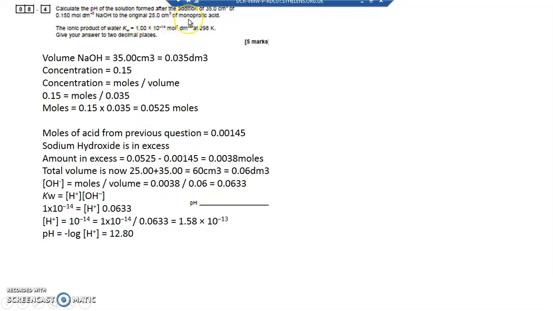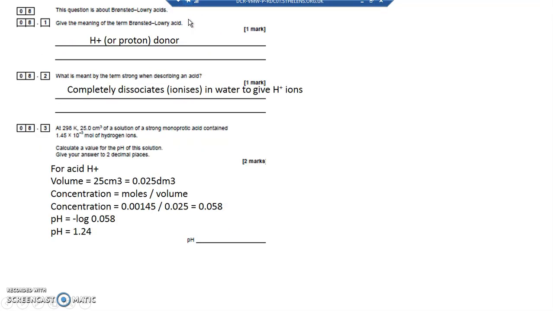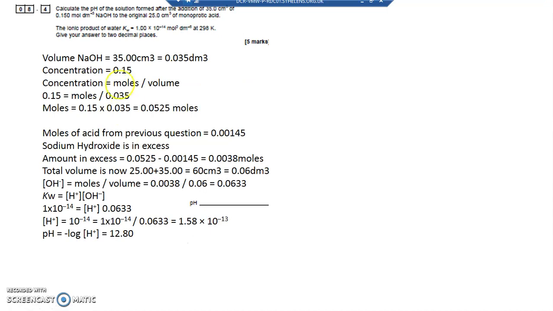So let's have a look how many moles of acid I had in my original question. In my original question I had 1.45 times 10 to the minus 3 moles of hydrogen ions, which have come from the acid. So the moles of the acid from the previous question is 0.00145.